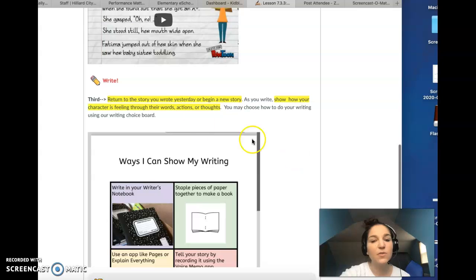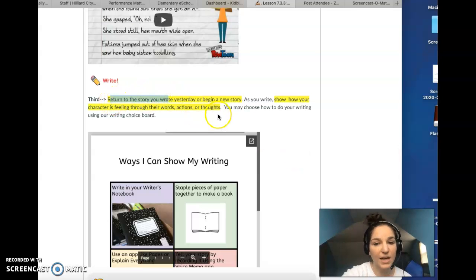Okay, so then you're going to return to the story that you wrote yesterday, or you can begin a new story. And as you write, you're going to show how your character is feeling through their words, actions, and thoughts. So you're really digging into those details. What did the character say? What did they do? What were they thinking? When you give those details, you're going to add so much more to your stories.